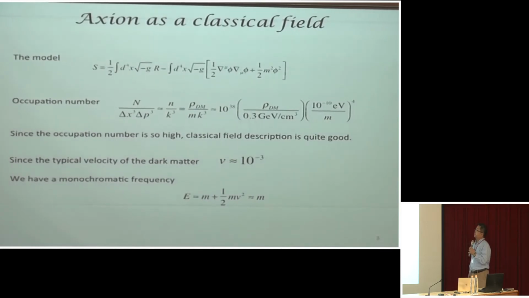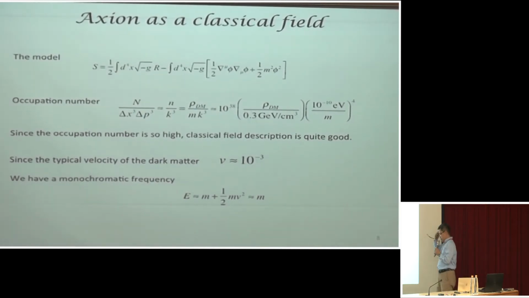Okay. So from now on we'd like to probe the various axions with various masses. The action for the axion is very simple. This is the Einstein-Hilbert term, and this is the kinetic term for the axion. And here we approximate the axion potential by the quadratic potential. Usually it is quite a good approximation. Then we can see the occupation number. The occupation number is easily calculated by this formula.